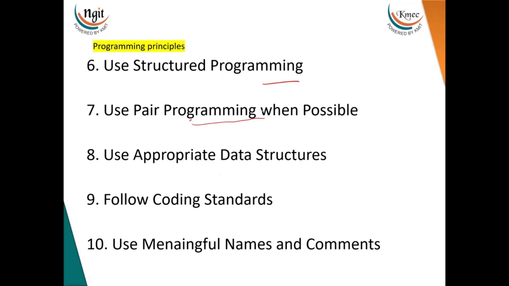Then the next point is use appropriate data structures. So here we have to pick the right tool for the job. Okay. So for example, you use a hash table for fast lookups rather than a list. Okay. I'll just write: using the appropriate data structures is use a hash table for fast lookup, rather than using a list. Okay. So this is how you need to ensure you are using the appropriate data structure. This is just like picking the right one.